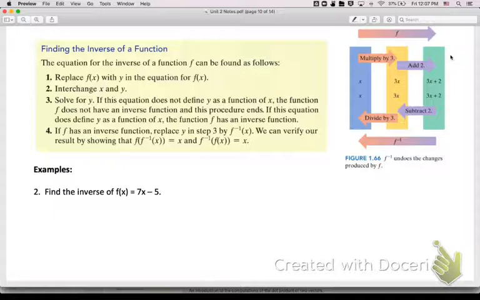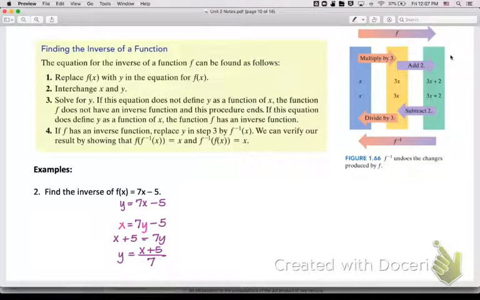First step is to rewrite this using a y equals equation. So y equals 7x minus 5. Next step is to flip the x's and y's. So we're just going to trade their places. Now that I've done that, now I need to solve for y, which means rearrange the equation. So I'm going to start by adding 5 to both sides. So I get x plus 5 equals 7y. And then I'm going to divide by 7 on both sides, which leaves me with y equal to x plus 5 divided by 7.